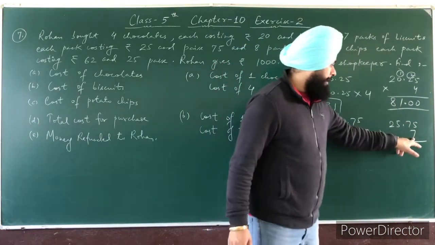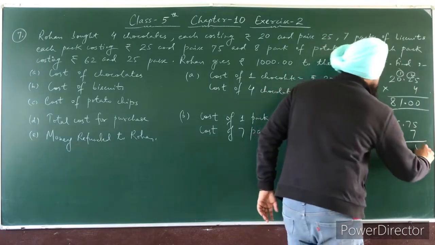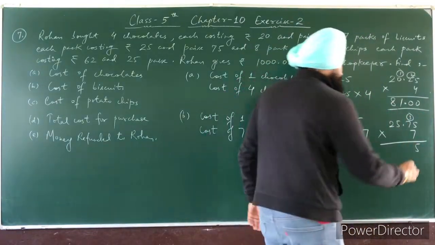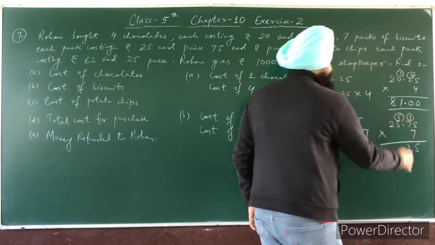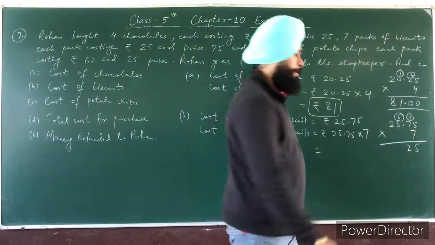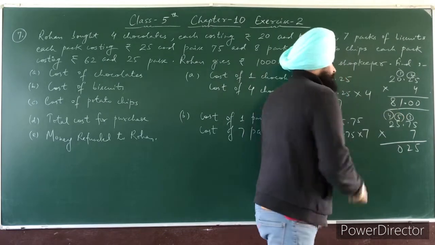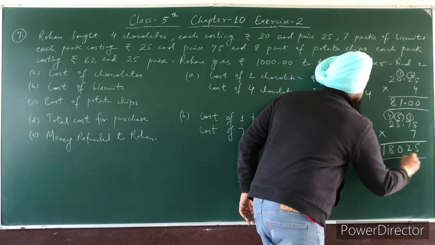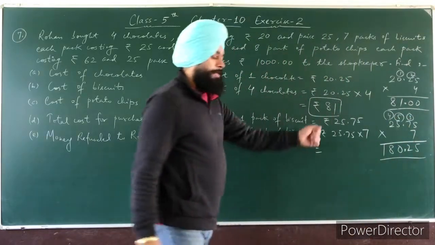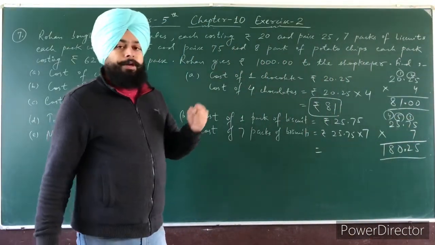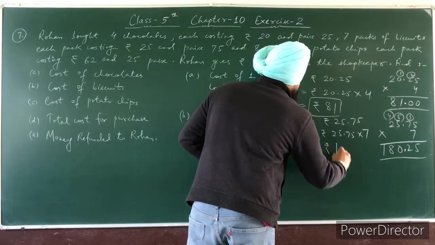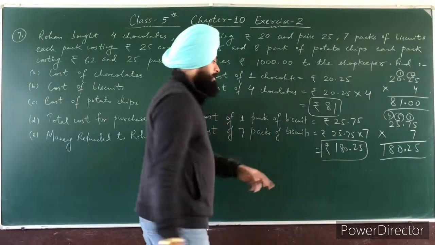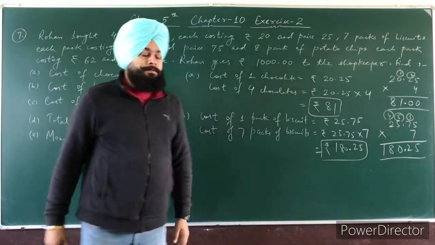So multiply this: 7 5s are 35, 3 carry. 7 7s are 49, 49 plus 3 is 52. 5 carry, 7 5s are 35, 35 plus 5 is 40. 0, 4 carry, and 7 2s are 14. 14 plus 4 is 18. Now again go to the decimal point. So what is the answer? 180.25. It means 180 rupees and 25 paise. So this is the cost of biscuits.